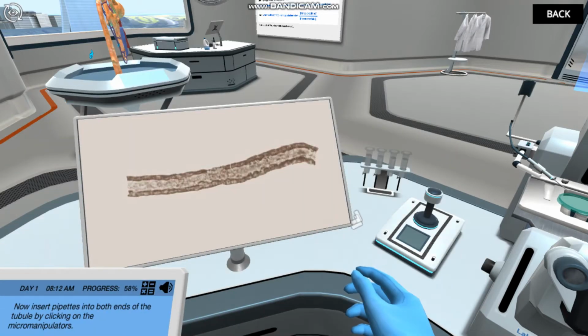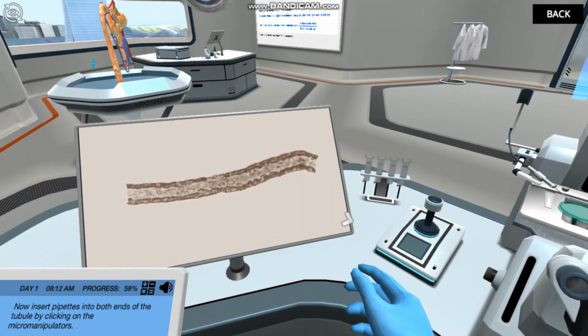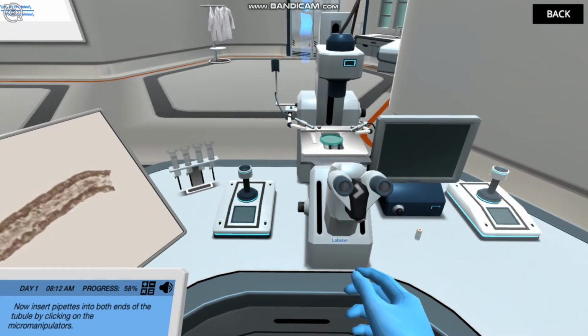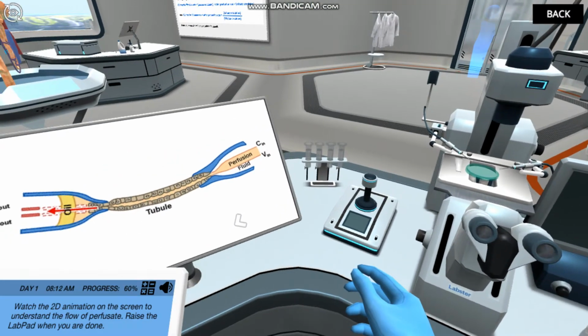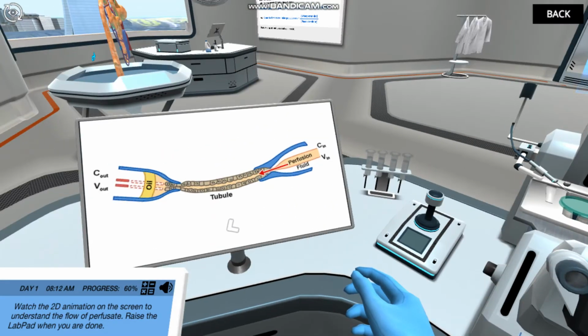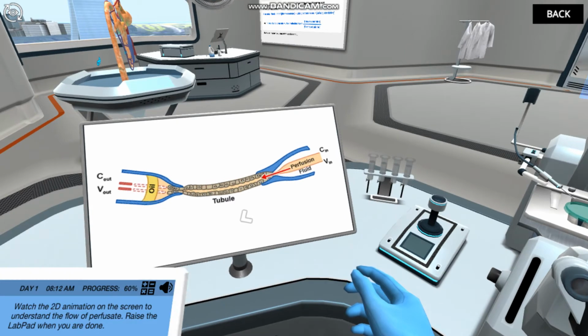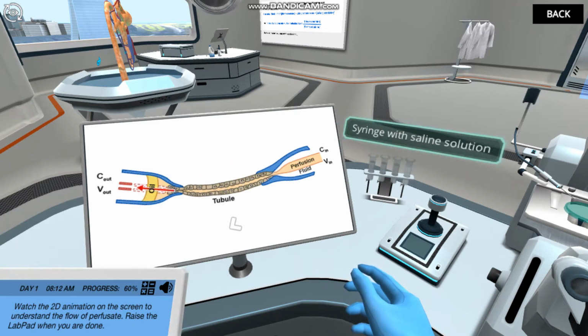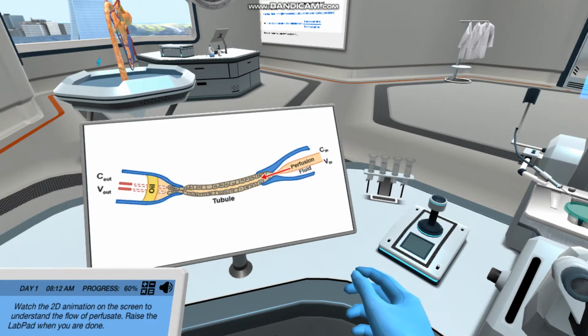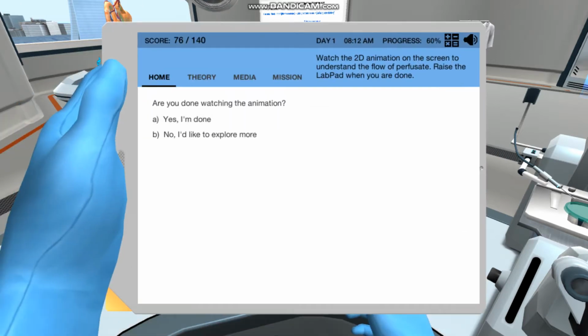Now insert pipettes into both ends of the tubule by clicking on the micromanipulators. Watch the 2D animation on the screen to understand the flow of perfluorescate. Raise the lab pad when you are done. Are you done watching the animation?